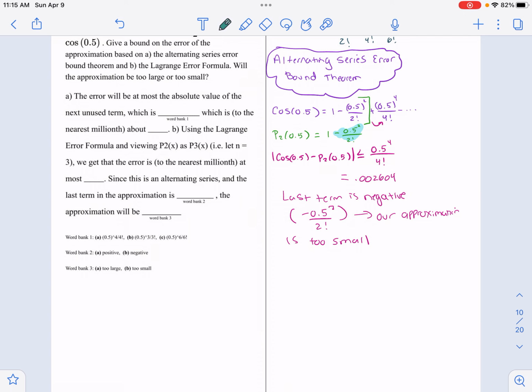Now let's do the Lagrange error bound, also known as the remainder estimation theorem.